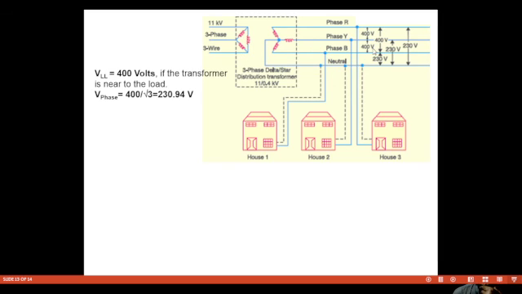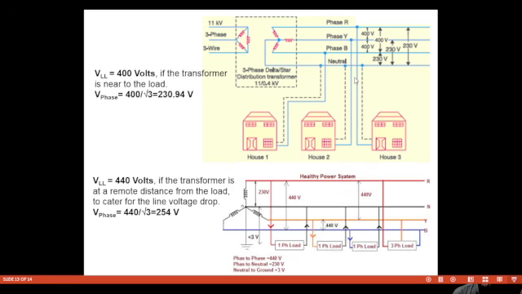This type of arrangement, with 400 volts, is used usually when the load is near to the transformer. Now in this case I have shown 440 volts, again the same. We have a neutral here. This type of arrangement, 440, is used when the load is far away from the transformer, in order to cater for the line voltage drop. Now this 400 volts is the terminal voltage of the transformer. Similarly, 440 volts is the terminal voltage of the transformer.